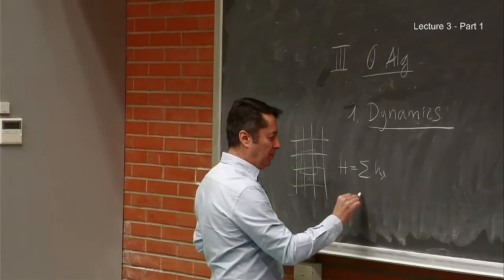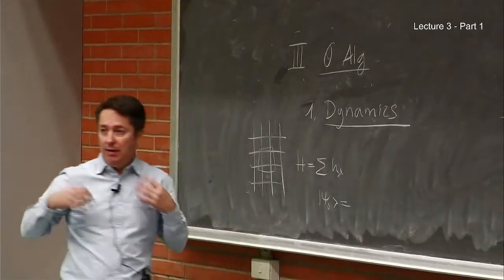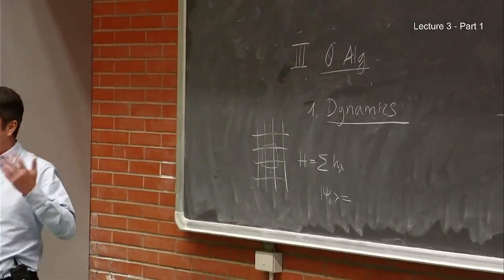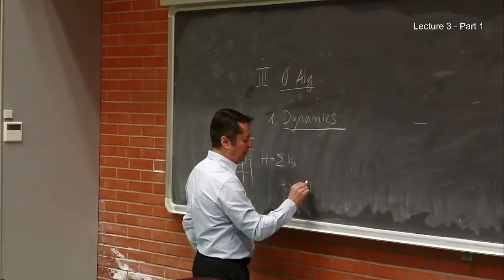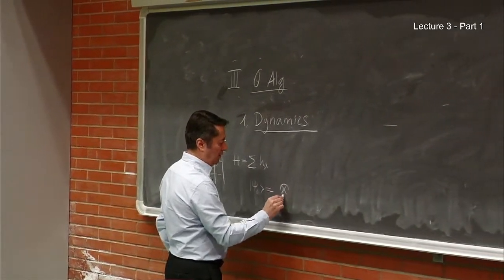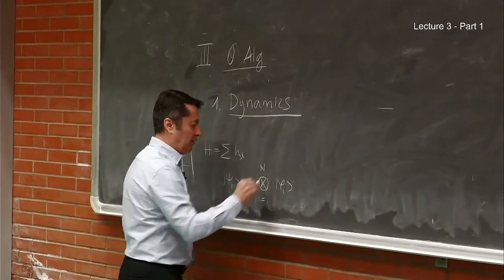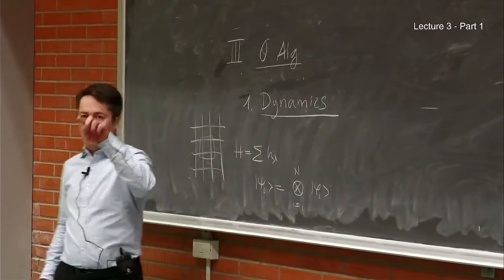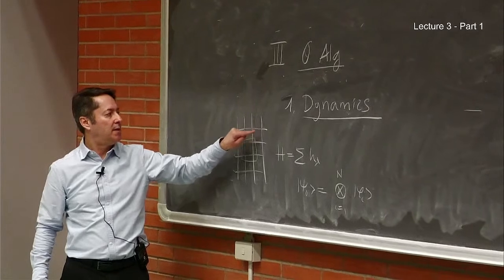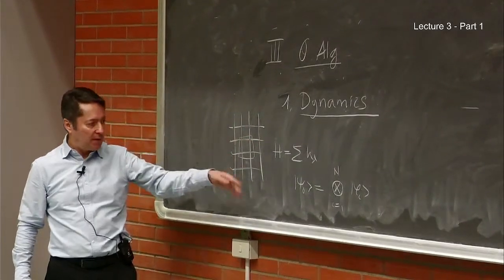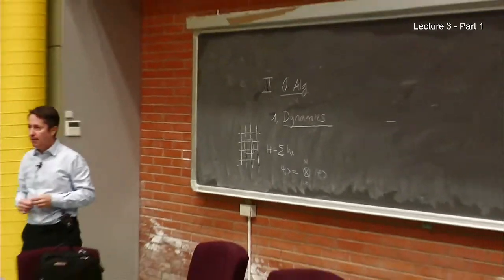And now I'm giving some initial state. To make it simple, I will consider some product state, which means something like a product of phi i from i equal 1 to n. So I can assign the state phi 1 to the first qubit, phi 2 to the second, phi 3 to the third. So I can assign a state to each of the qubits, and therefore the state, according to the definition that I told you yesterday, is a product state.